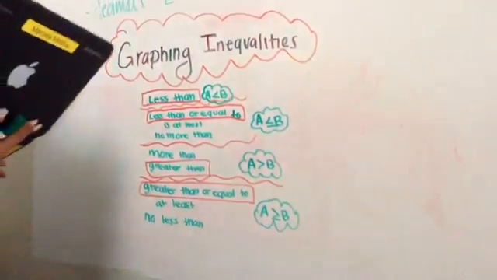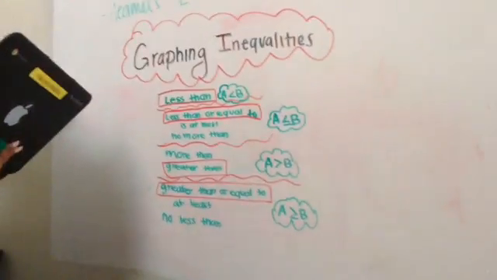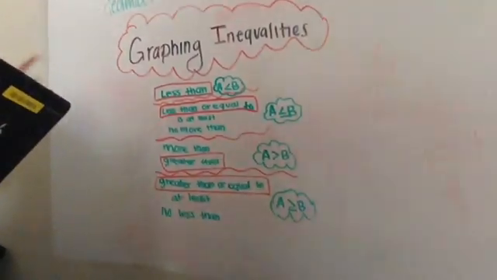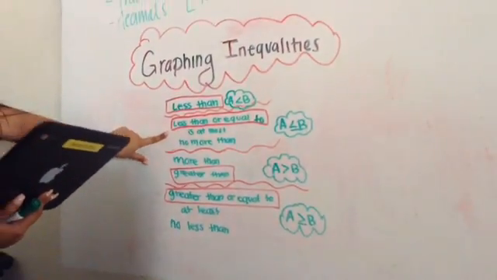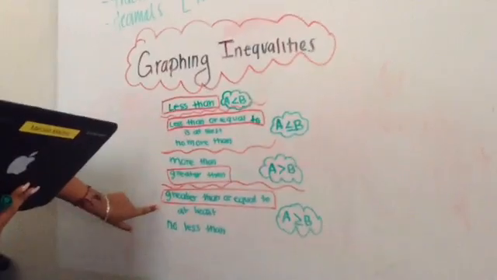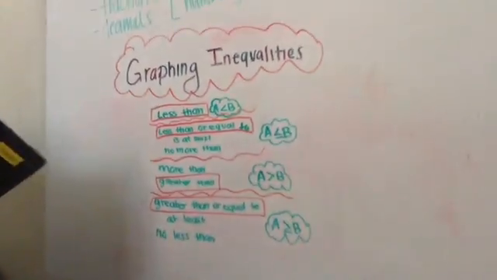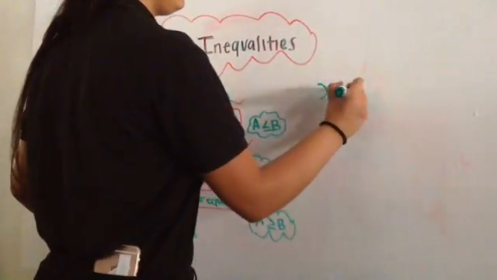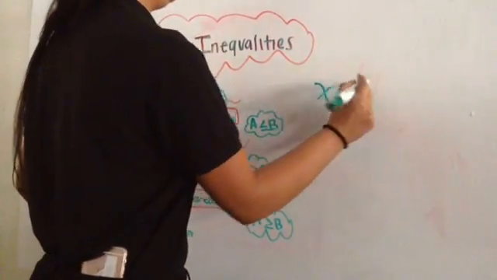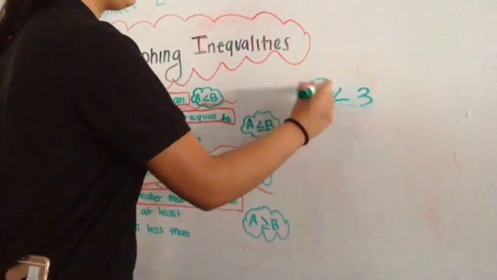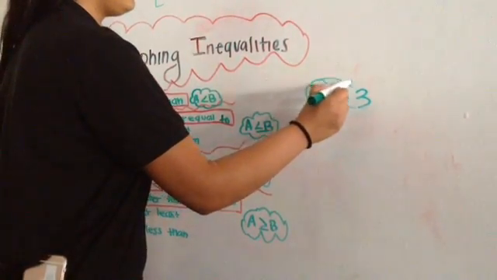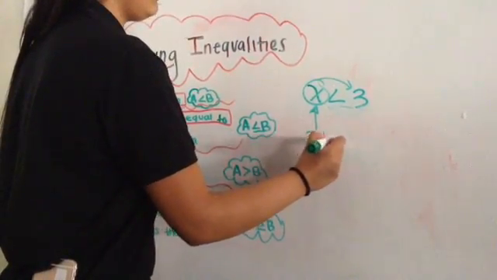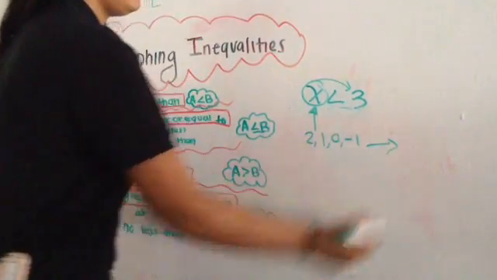Okay, before we get to graphing inequality, we want to make sure that you know what an inequality is. An inequality is an equation that uses less than or equal to, greater than or equal to, instead of the equal sign. An example of an inequality could be x is less than 3. So here x could be any number that is less than 3. So here it would be 2, 1, 0, -1, and so forth.